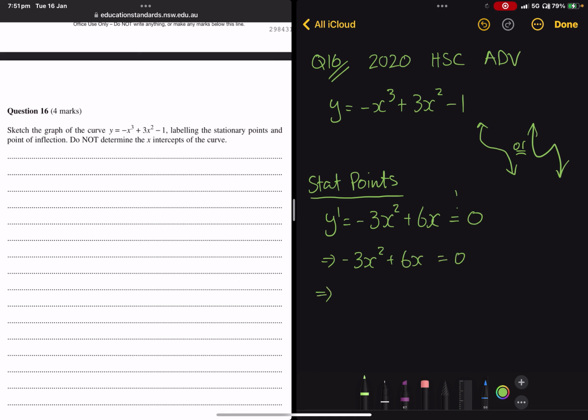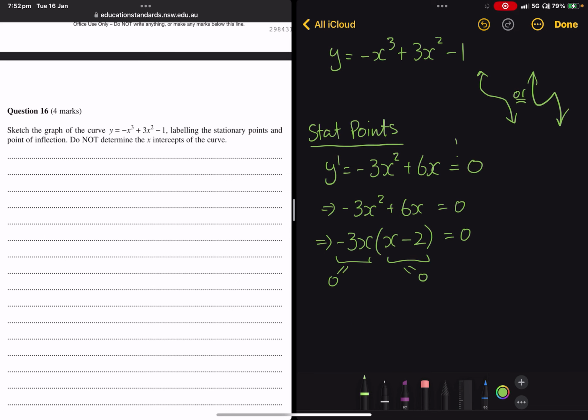We can factorize this. We can factor minus 3x out the front. We will get x minus 2 equals 0. This gives us two solutions, when this one is equal to 0 and when this one is equal to 0. So minus 3x equals 0 when x is 0, and x minus 2 equals 0 when x is 2. So these are the x coordinates of the stat points, of the stationary points.